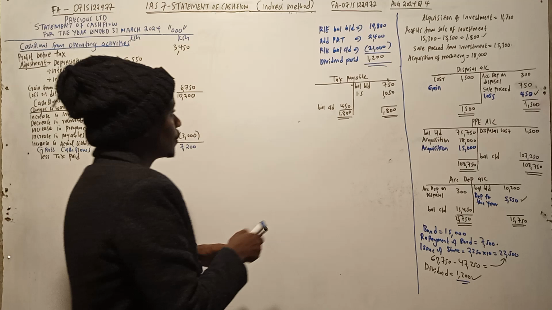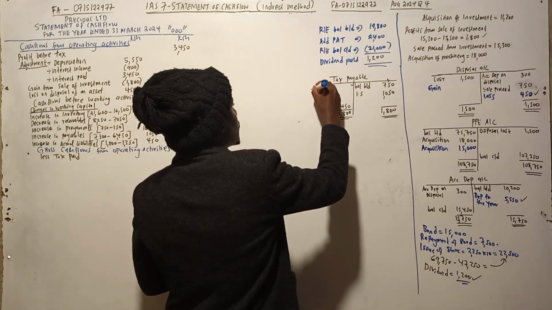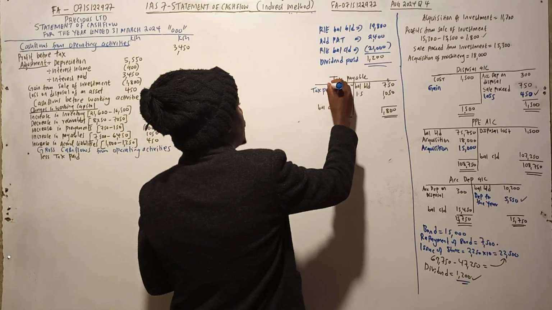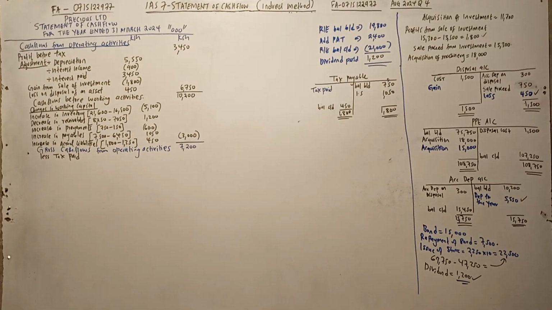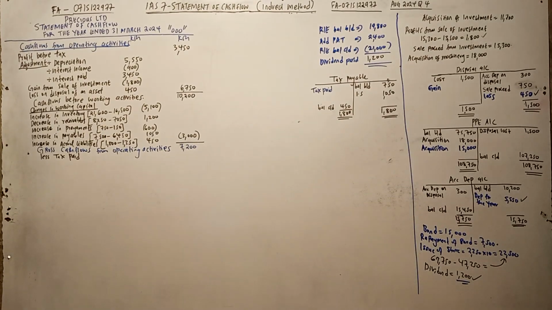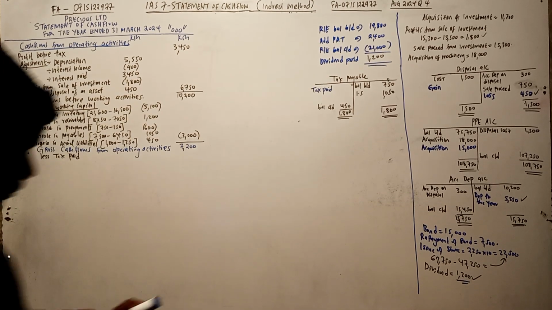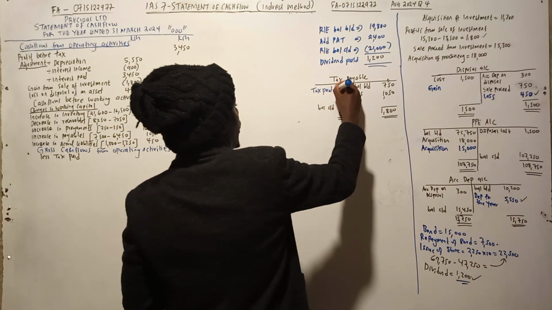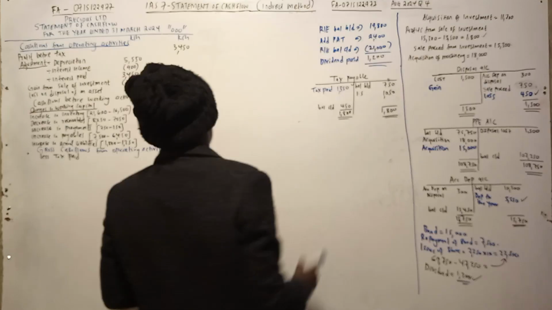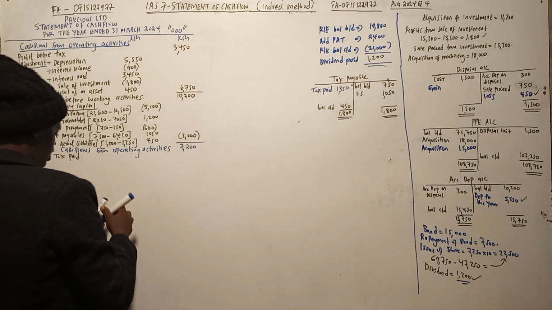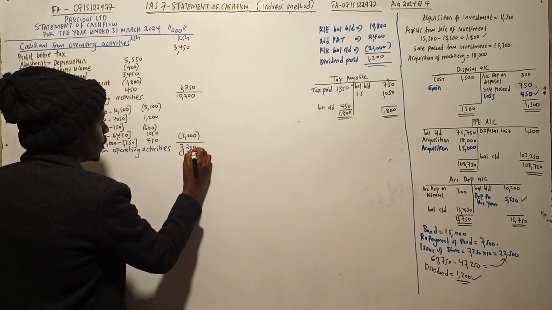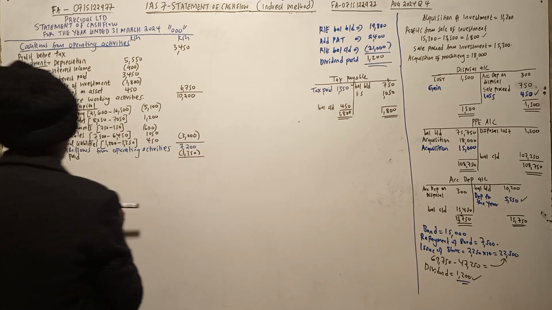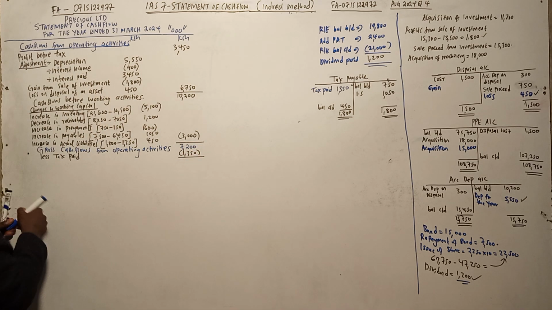Tax paid. So let's find the balancing figure. So minus 450. So 1800 minus 450. The balancing figure itakuwa ni 1350. So we less the 1350 here, so that you can get the net cash flow from operating activities.